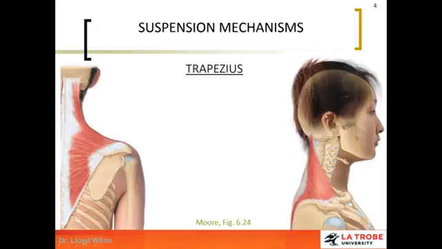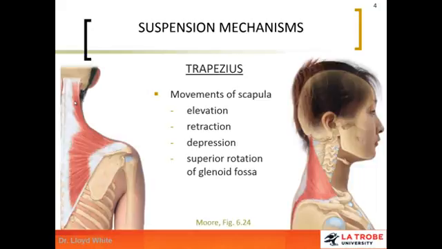So trapezius is a very broad superficial muscle of the upper limb, and because of its broad origin on the spinous processes of the vertebral column, it can have a variety of different actions. So the trapezius can move the scapula upwards or elevation, it can retract the scapula, the inferior fibres can depress the scapula, and it can also rotate the scapula so that the glenoid fossa faces more superiorly.